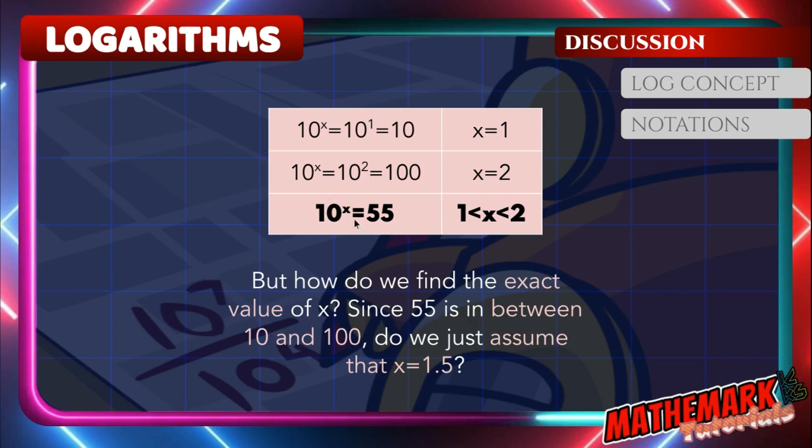But what if 10 raised to x is equal to 55? We all know that it's between 1 and 2. But then, how do we find the exact value of it? Since 55 is exactly between 10 and 100, do we just assume that x is equal to 1.5? Let's see.